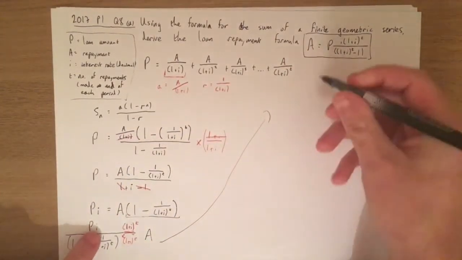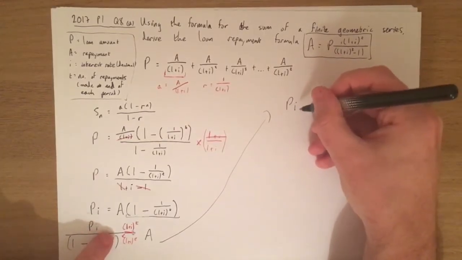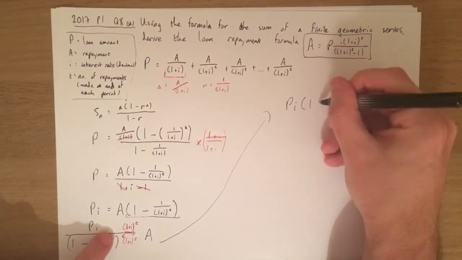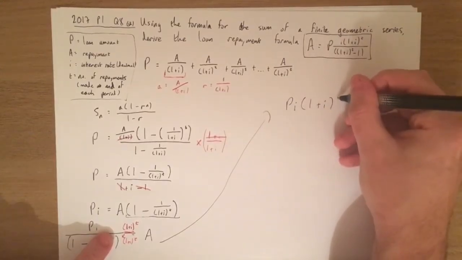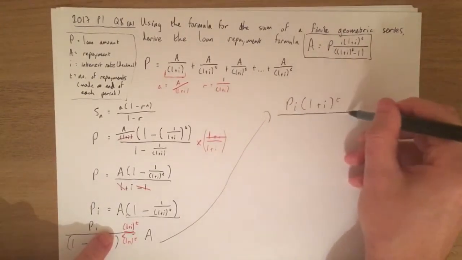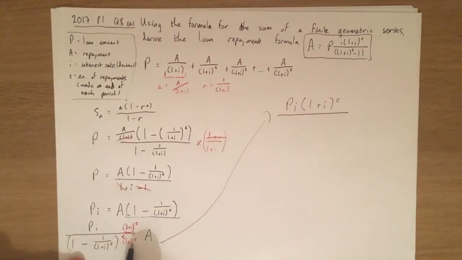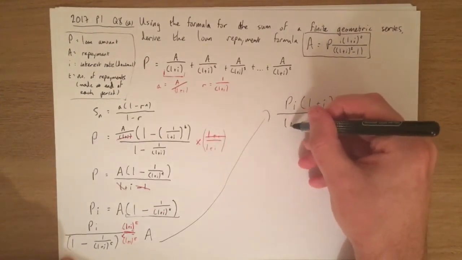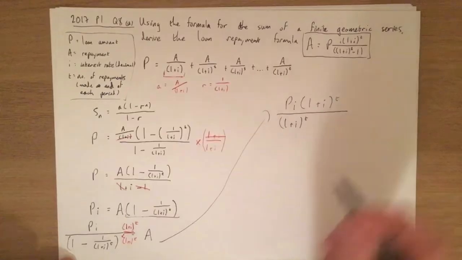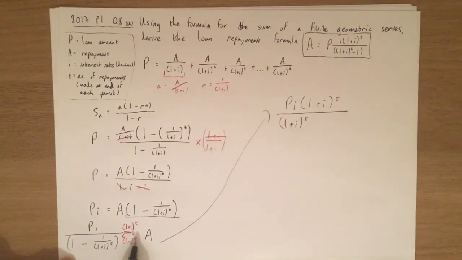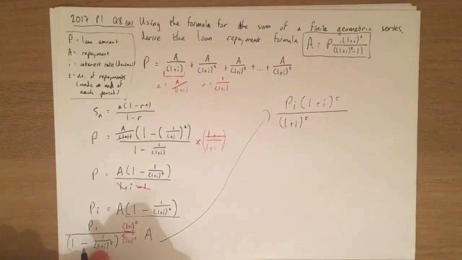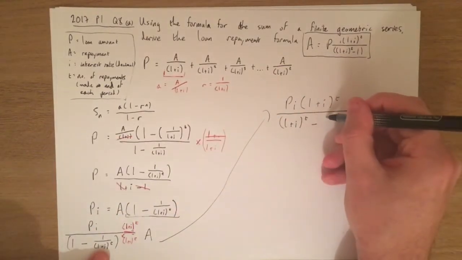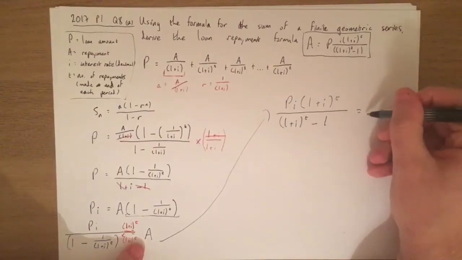So P multiplied by I multiplied by 1 plus I to the t, over multiplying the 1 plus I to the t in: 1 plus I to the t by 1 is 1 plus I to the t. 1 plus I to the t multiplied by 1 over 1 plus I to the t. The over 1 plus I to the t and the 1 plus I to the t that you're multiplying by cancel, and you're just left with the minus 1. And that's equal to A.